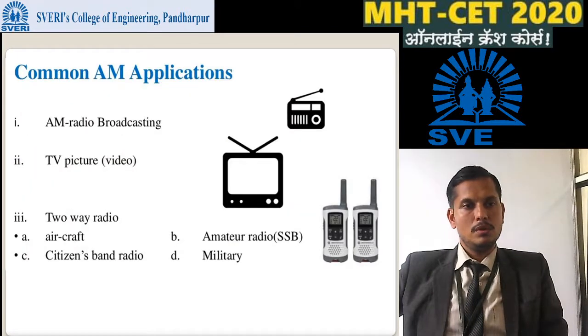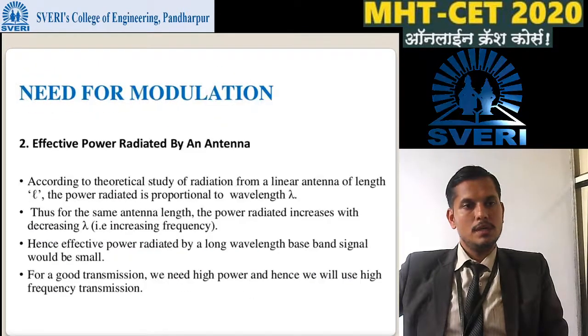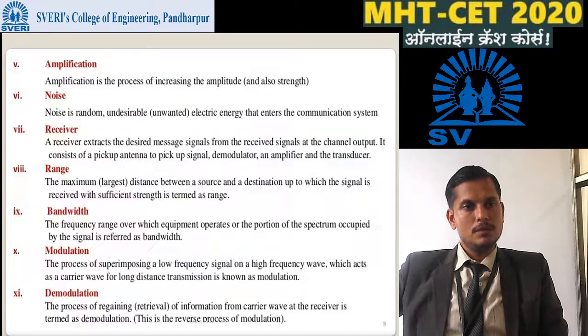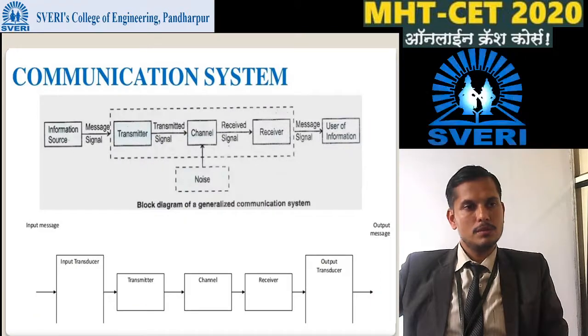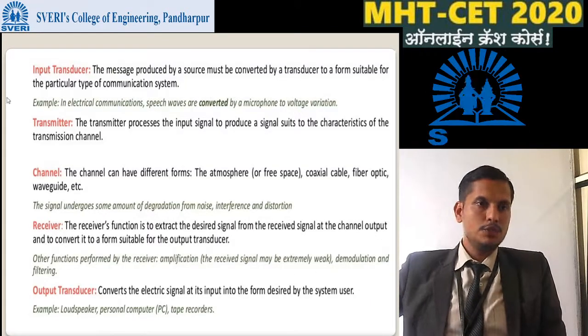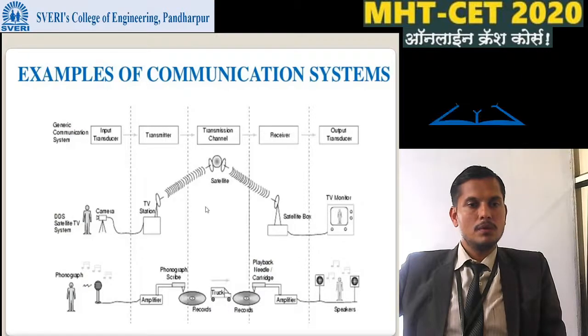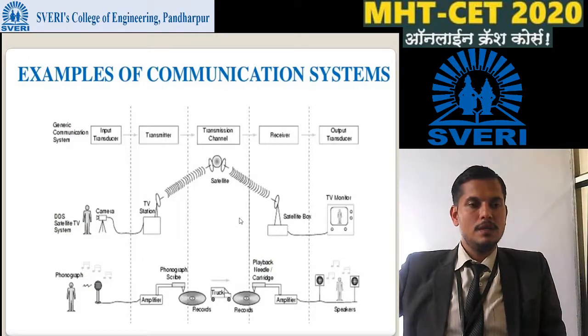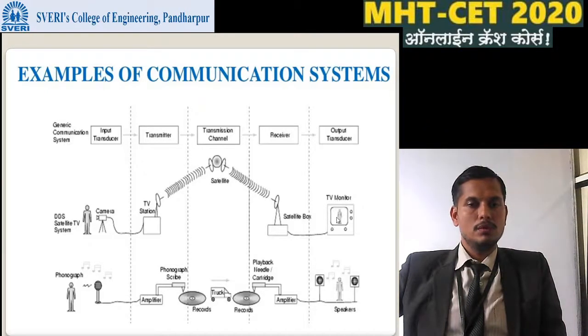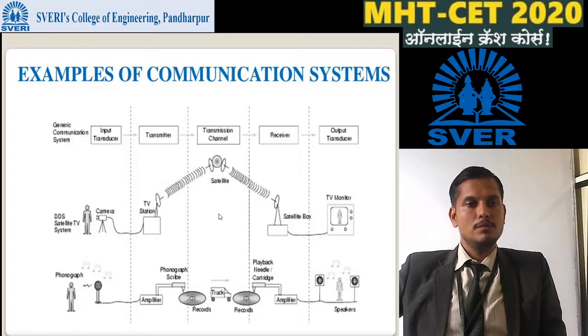Before the MCQs, once again we recap the terms that we have started with. Some basic terms: in a communication system, the input transducer, transmitter, channel or medium, receiver and output transducer we have discussed. Then by using a figure, the satellite communication case, we discussed how you can observe TV programs by using this communication system, where the input transducer, transmitter, transmission channel or medium, receiver and output transducer play their roles.